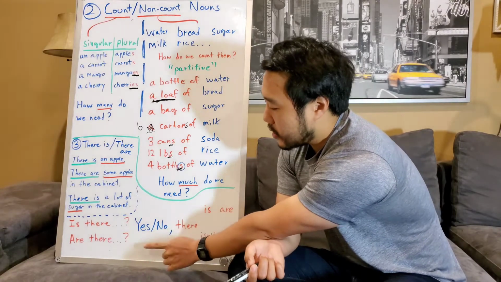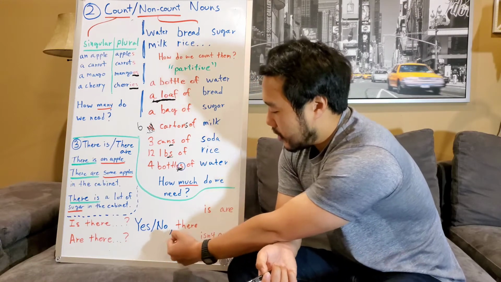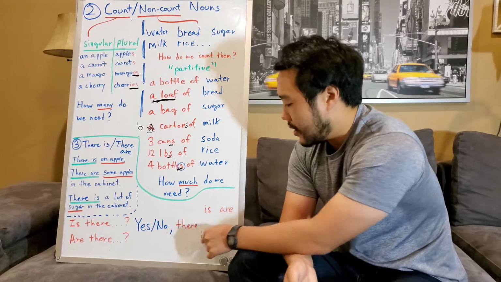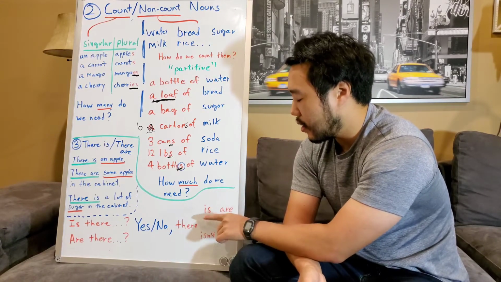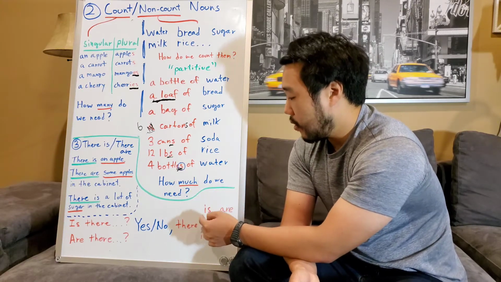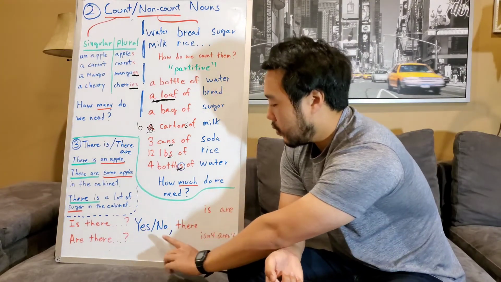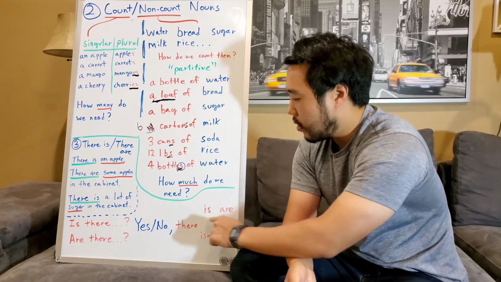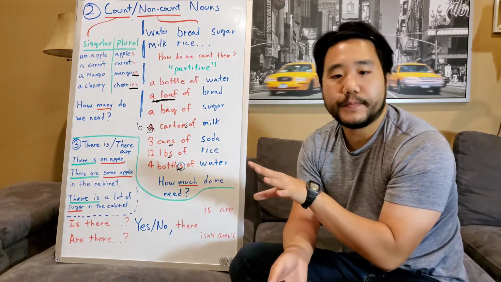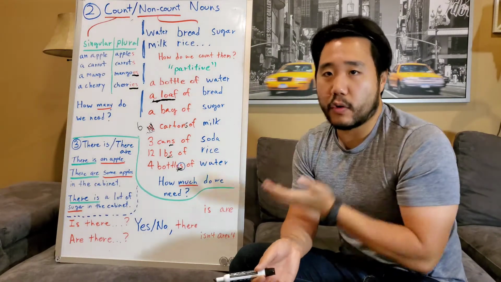When we ask a question, this is a yes or no question, so we either say yes or no. If the question is asked with is, then we say yes, there is, or no, there isn't. The isn't is a negative form of is. And if the question starts with are there, then we finish with yes, there are, or no, there aren't. So this is what we learned in Unit 7 about grocery shopping.